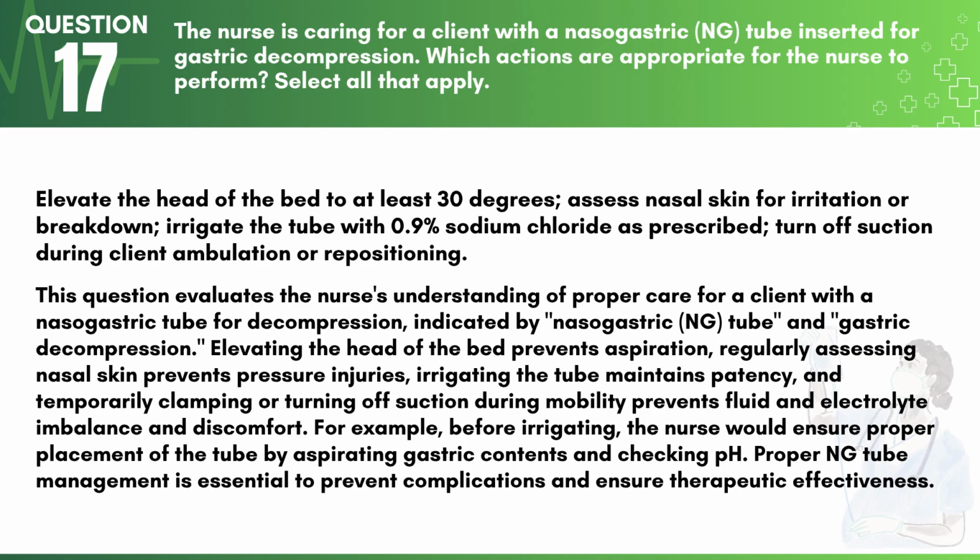This question evaluates the nurse's understanding of proper care for a client with a nasogastric (NG) tube for decompression. Elevating the head of the bed prevents aspiration. Regularly assessing nasal skin prevents pressure injuries. Irrigating the tube maintains patency, and temporarily clamping or turning off suction during mobility prevents fluid and electrolyte imbalance and discomfort. For example, before irrigating, the nurse would ensure proper placement of the tube by aspirating gastric contents and checking pH. Proper NG tube management is essential to prevent complications and ensure therapeutic effectiveness.